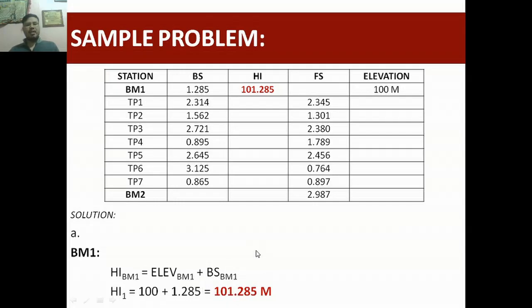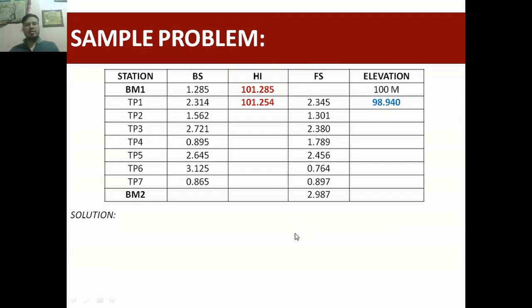Now, so that you can easily understand and compute the values here, let us just follow the pattern. Okay? So this is the pattern. Elevation of benchmark 1, jump over here. Plus the backside of benchmark 1 equals the height of instrument 1. Okay? So that is how we compute height of instrument.